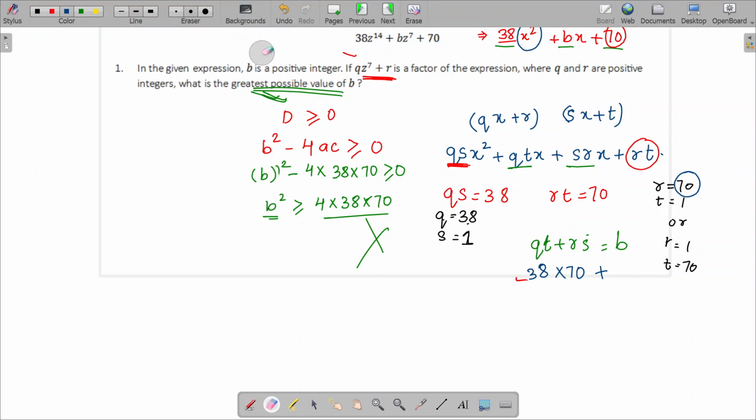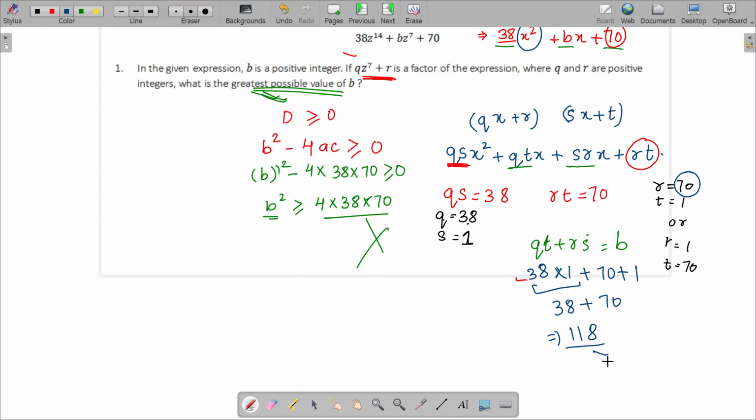Okay, my bad, let me erase it. It is qt, I thought it is qr. So t is 1. Here I'm doing 38 times 1 plus r is 70 plus s is 1, right? So when you are doing 38 times 1, it is 38, plus 70 times 1 is 70, and when you add them you will get 118, right?